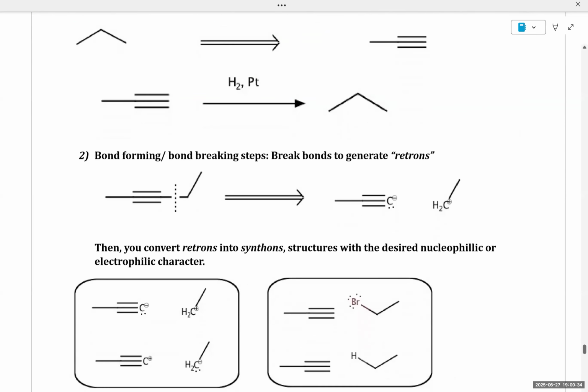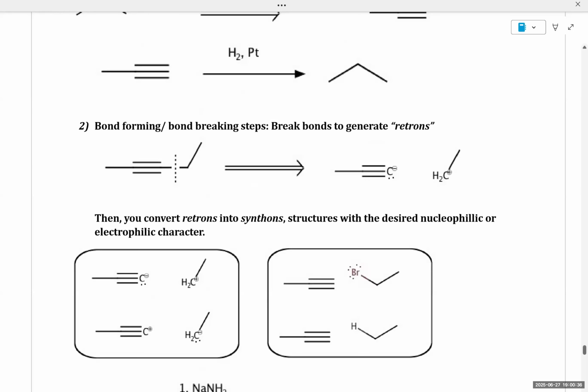The next type of formal step is bond forming, bond breaking steps. In this case, you can break bonds to generate what are known as retrons. So what is a retron? A retron is a fragment with a defined structure and charge. Now, you can't buy a retron in a bottle, but we can take these retrons and convert them into synthons, which are structures with the desired nucleophilic or electrophilic character.